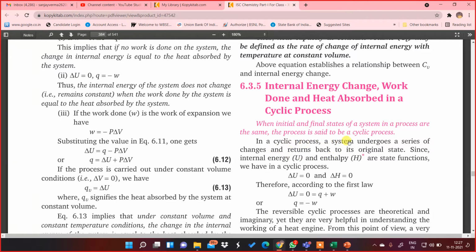In a cyclic process, the system undergoes a series of changes and returns back to its original state. Since internal energy and enthalpy are state functions, in a cyclic process the change of internal energy and enthalpy change is 0. So we know according to the first law, delta U is equal to 0, that is Q plus W. So we can say Q is equal to minus W.